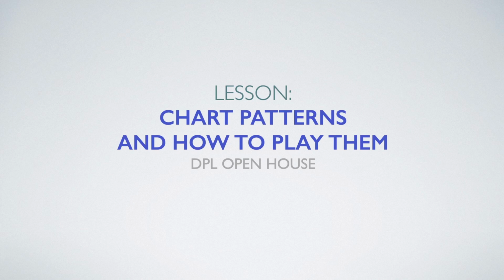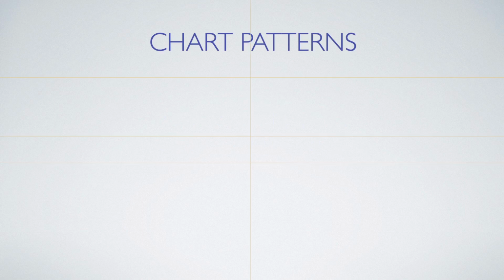So this is a lesson on chart patterns and how to play them. Let's go over a couple of chart patterns that should be easily recognizable, and we can try and call them out, right? Can anybody tell me what this chart pattern is called? For some DPL bucks, what is this chart pattern called?